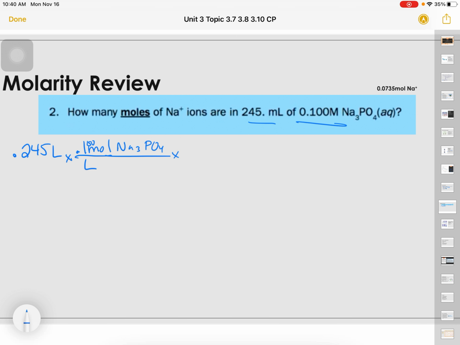I need to know how many sodium ions are in it. So there's 3 moles of sodium ions for every 1 mole of sodium phosphate. And that gives me the answer of 0.0735 moles of sodium ions. If it just asked me for how many moles of sodium phosphate, I wouldn't do that last step, right? I would stop there.